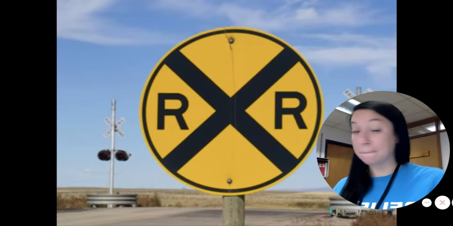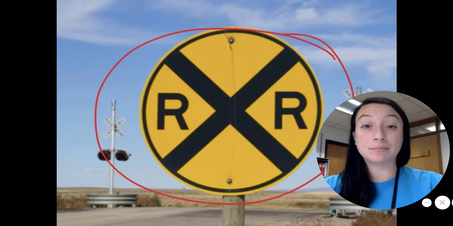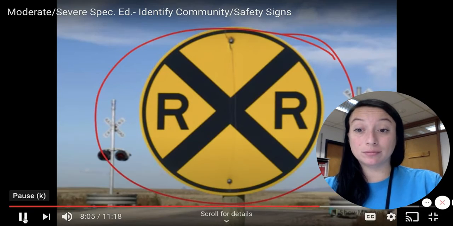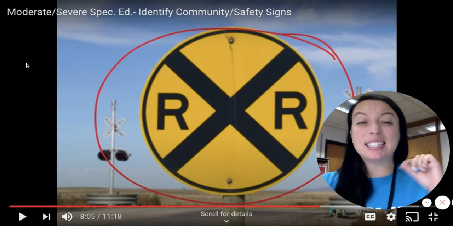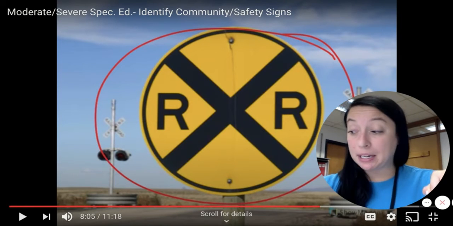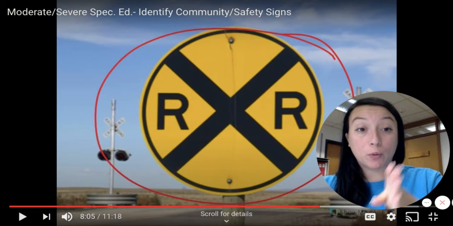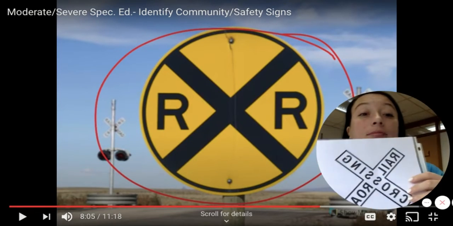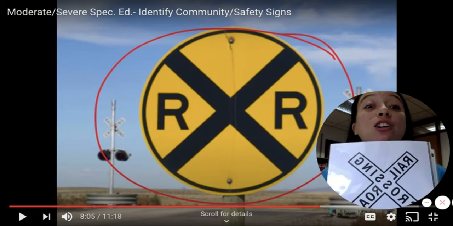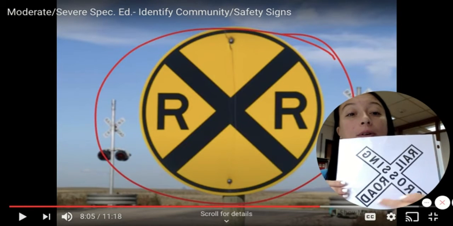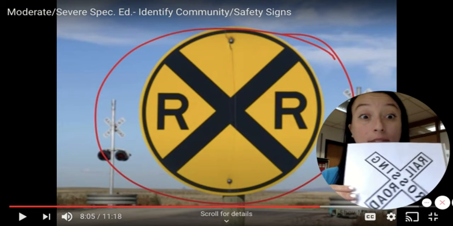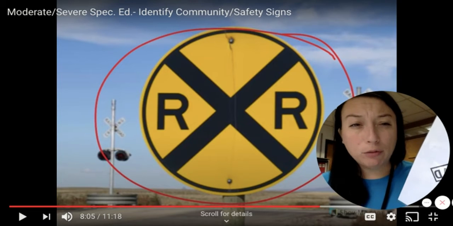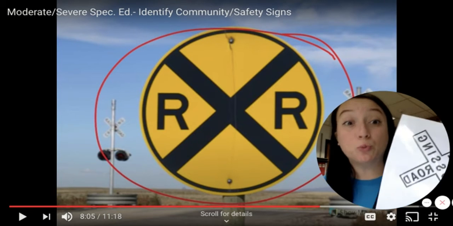Look at this sign. This sign says railroad crossing. So it doesn't necessarily say railroad crossing, but it does say R&R, which stands for railroad crossing. This sign actually says railroad crossing, right? So railroad crossing is where big, big trains are.